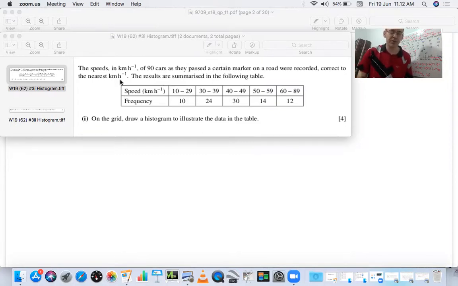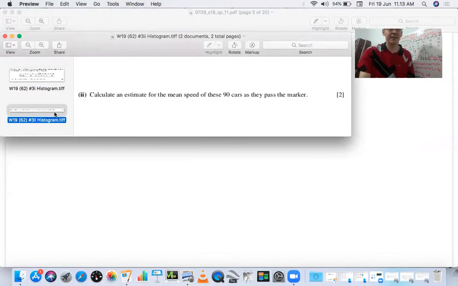So they group them. If they were between 10 to 29, that was one group, 30 to 39, 40 to 49, 50 to 59, and 60 to 89. And you can see the frequency down here, and those frequencies all add up to 90. So it first says to draw a histogram, then it says to estimate the mean. So that's what we're going to do.